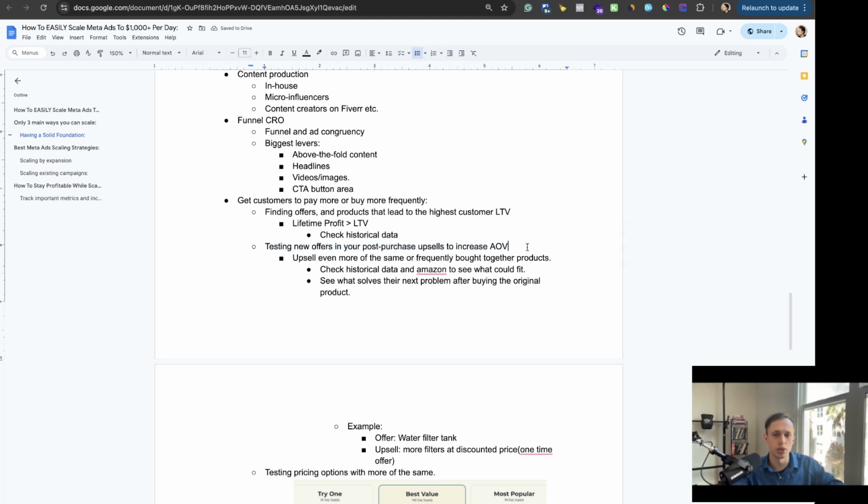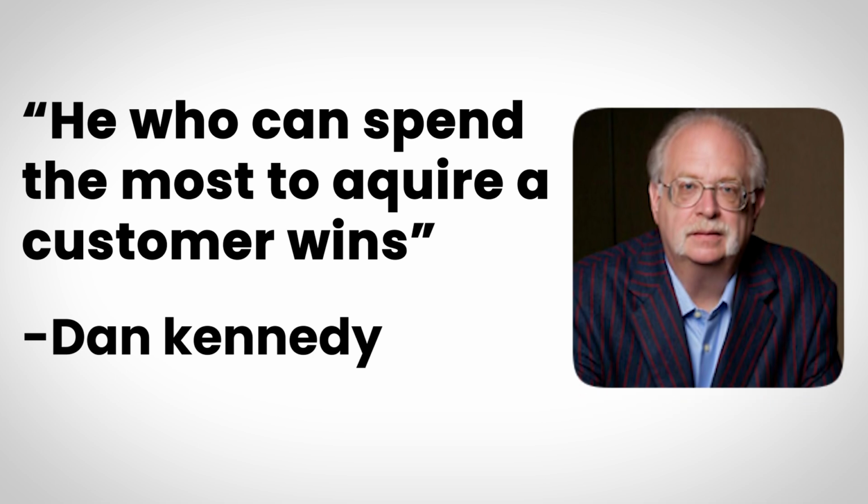And then, testing new offers in your post-purchase upsells to increase AOV. Essentially, when you scale, your CPA is going to increase. Your CAC will increase. You obviously want to do a lot of testing on the ad side and the CRO side. Let's say you found a winning ad and you scale the budget. You don't change anything, you just scale the budget. Your CPA will increase. You want to be in a position where you can spend a lot to acquire a customer. Dan Kennedy famously said, whoever can spend more to acquire a customer wins.